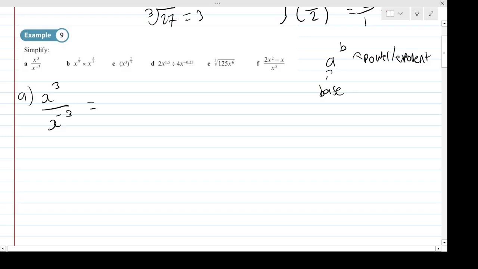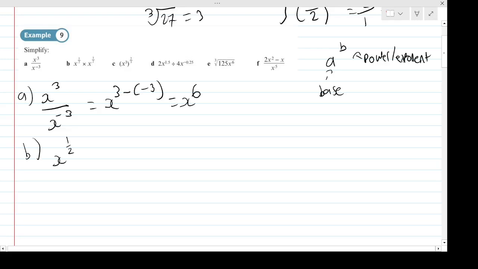So we have the same base, which is x, but different powers. If we're dividing in this way, remember, we subtract the powers. So we're going to have x to the 3 minus, and then we have a minus 3, okay? But then if we have minus minus, that turns a positive. So that'd be x to the 3 plus 3, which would be x to the 6. And that would be your simplified answer. Okay, let's have a look at part B.